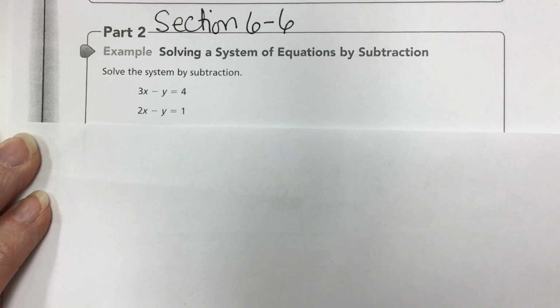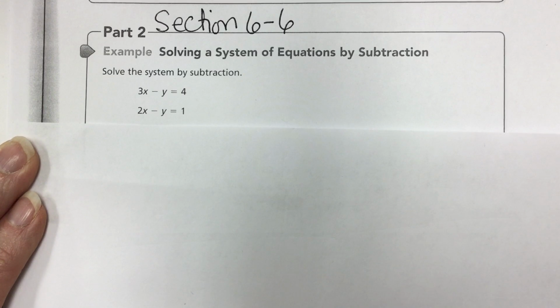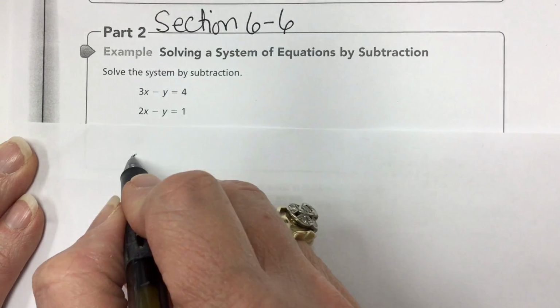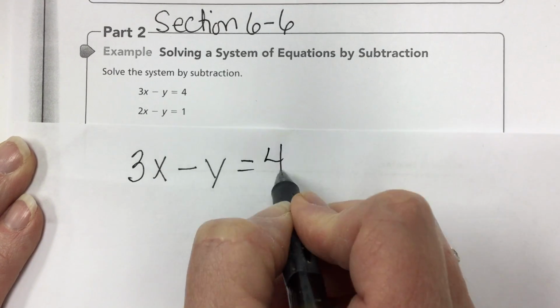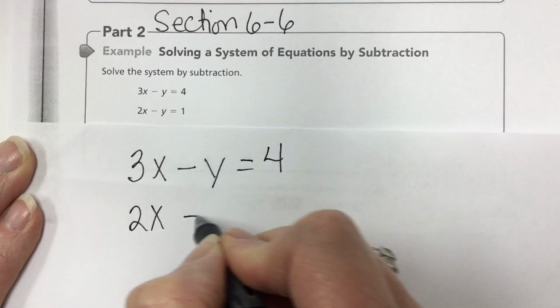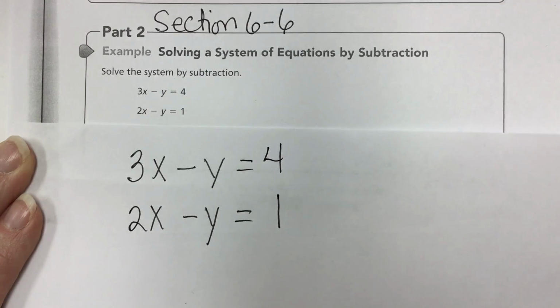Section 6-6, Part 2, Solving a System of Equations by Subtraction. Solve the system by subtraction. So here I have 3x minus y equals 4 and 2x minus y equals 1.